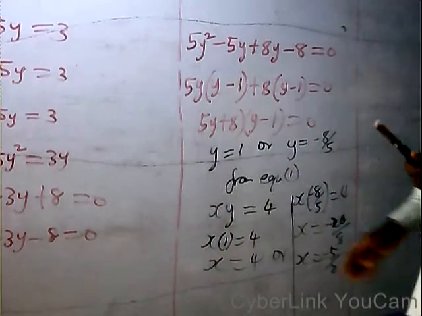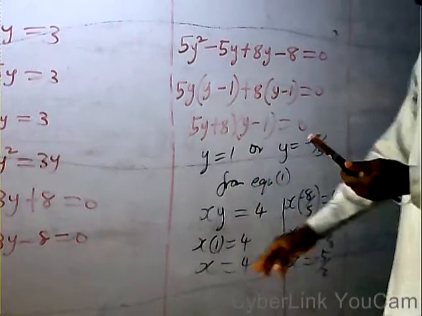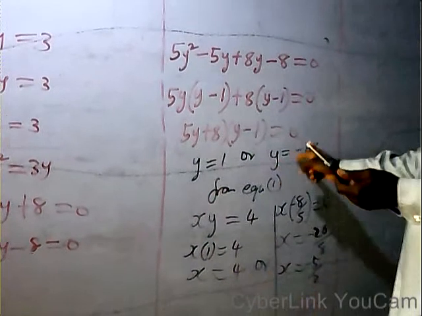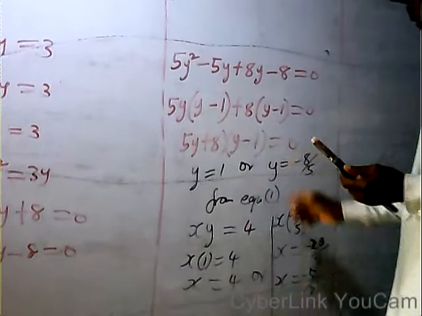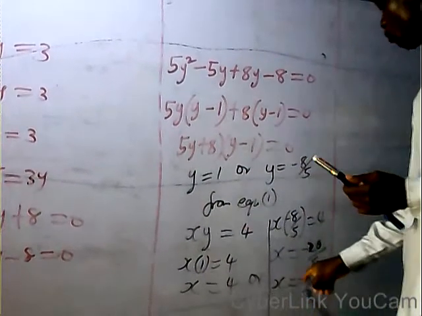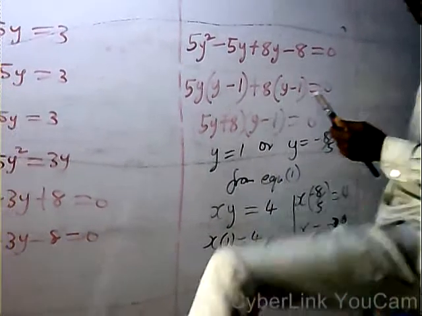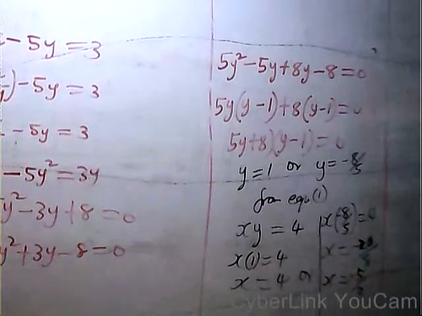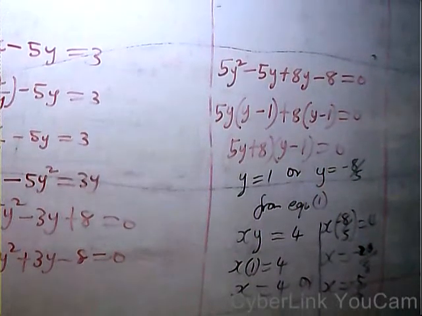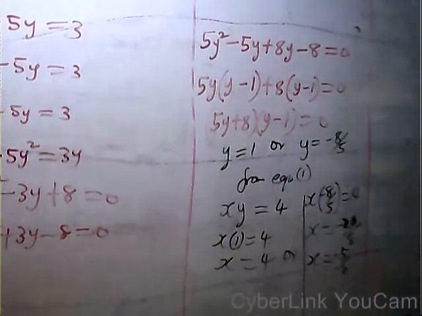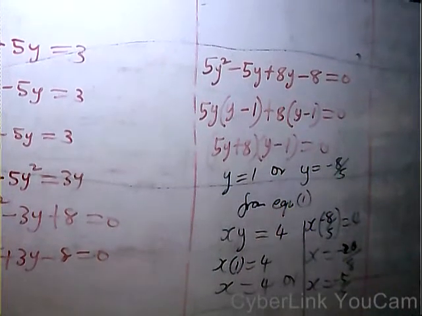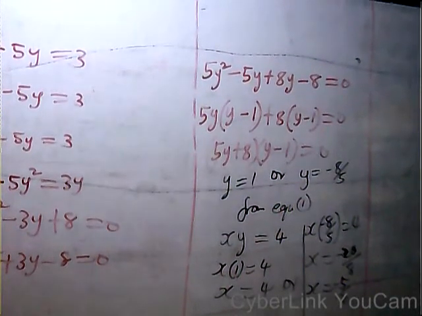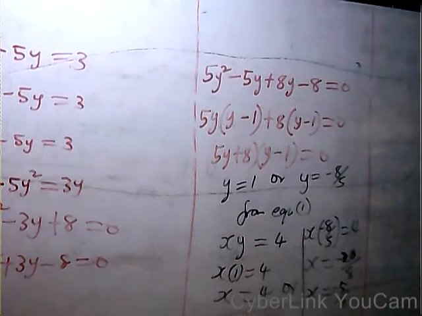So when y is equal to 1, my x will be equal to 4. And when y is equal to minus 8 over 5, my x will be equal to minus 5 over 2. Those are the two values that I'm going to have. I know you have done all this. I'm just bringing them to serve as a reminder for you.